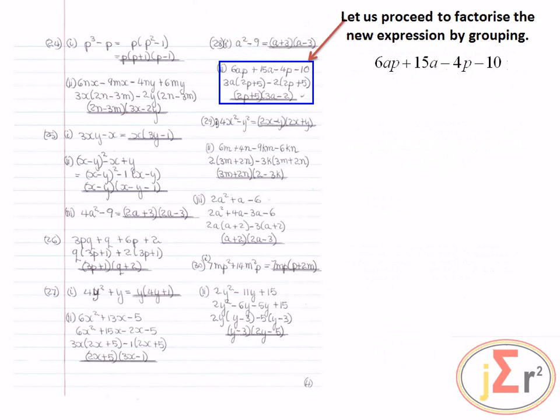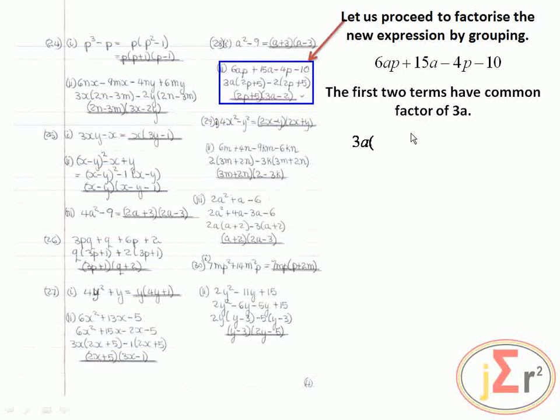Let us proceed to factorize the new expression by grouping. So we have another expression that we will factorize by grouping. Let's go straight ahead. The first two terms have a common factor of 3a. And what do we say? 3 into 6 is 2. A will cancel a, and all that is left is p. So we expect 2p. 3 into 15 is 5. And the a will cancel, so we have 5. So we expect to have 2p plus 5.